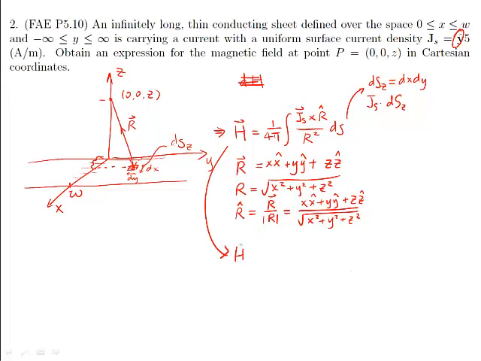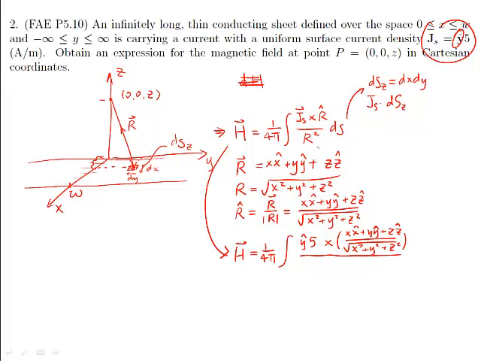My H is 1 over 4 pi and integration of Js, which is in this case already given, it's y hat, cross r hat, which is x x hat plus y y hat plus z z hat over the square root of x squared plus y squared plus z squared, over the magnitude squared, so that would be x squared plus y squared plus z squared. ds, as we explained before, would be dx times dy.